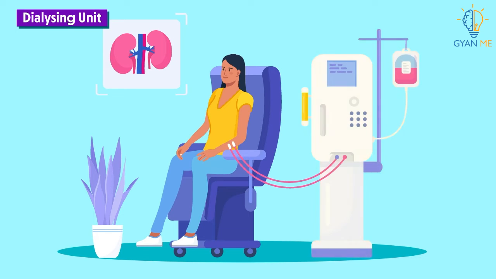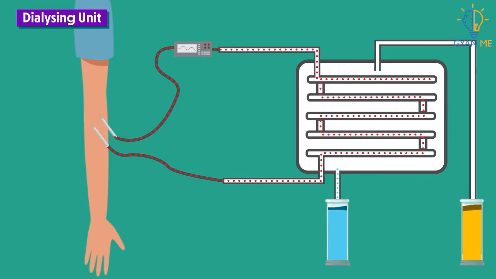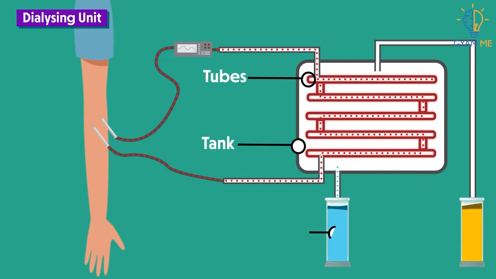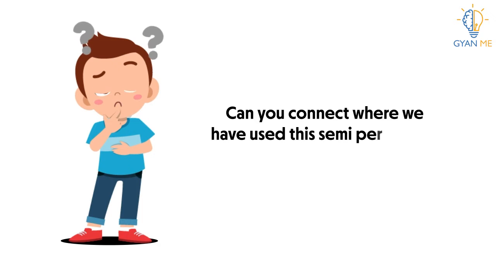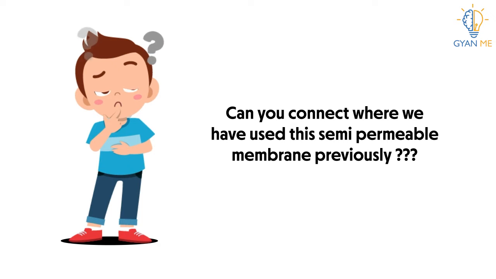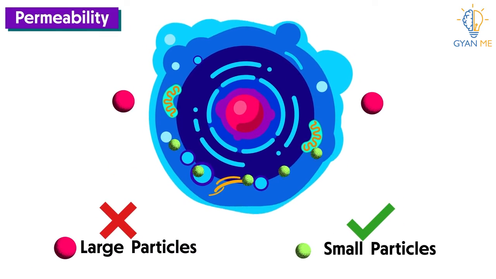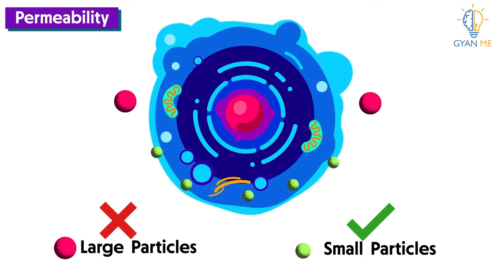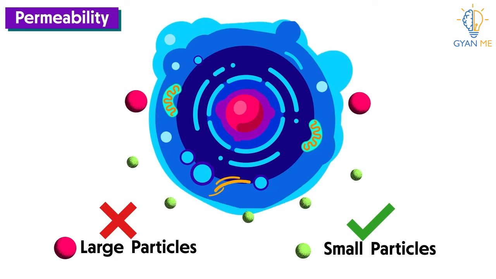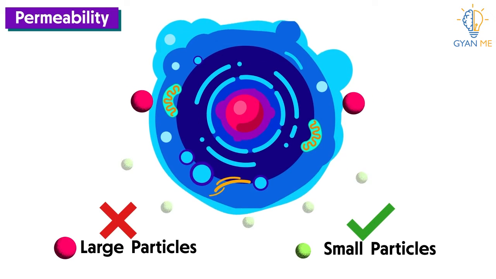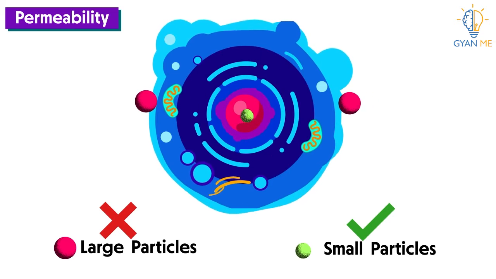This dialyzing unit contains a number of tubes made up of semi-permeable membrane. They are suspended in a tank filled with dialyzing fluid. Students, can you connect where we have used this semi-permeable membrane previously? Take a second, pause the video and think about it. Yes, you are right. We use the word semi-permeable membrane for our cell membrane. They are selectively permeable or semi-permeable. So they allow entry and exit of very selective molecules. This same kind of membrane is used in the dialyzing unit.